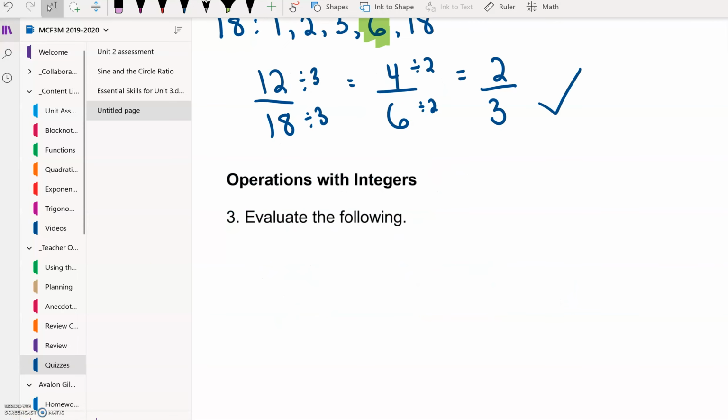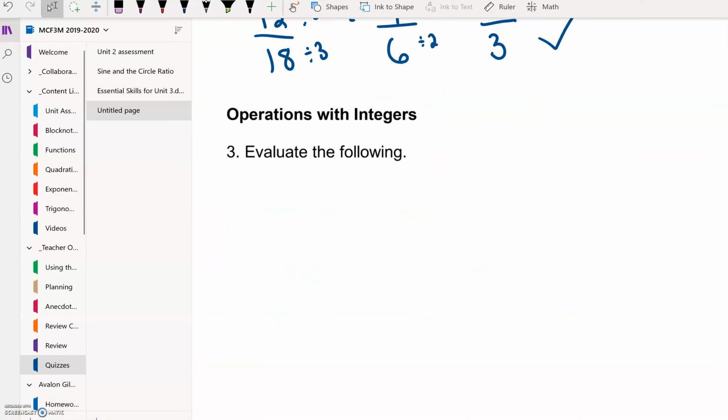So if you have operations with integers, which is number 3, if I give you something like the first example, which is -2 minus 4, there's a specific way of typing this into your calculator, but your teacher wants you to understand how you get to that answer. So to type this into the calculator, you need to make sure that you hit the negative button, not the minus. You have to hit the negative button.